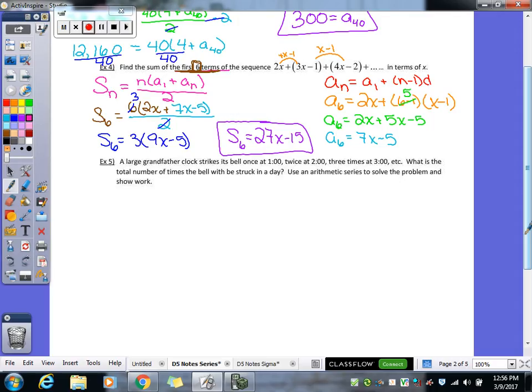Alright, so our fifth example here, we have a large grandfather clock that strikes its bell once at 1, twice at 2, 3 times at 3, so on and so forth. What is the total number of times the bell will be struck in a day? And use an arithmetic series to solve the problem and show your work.